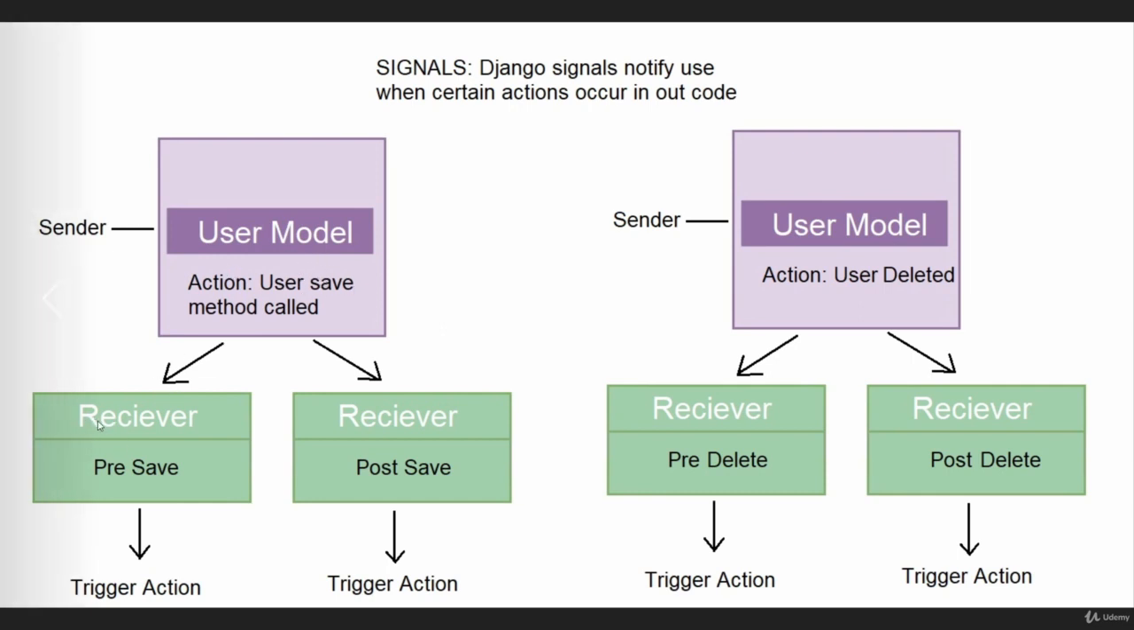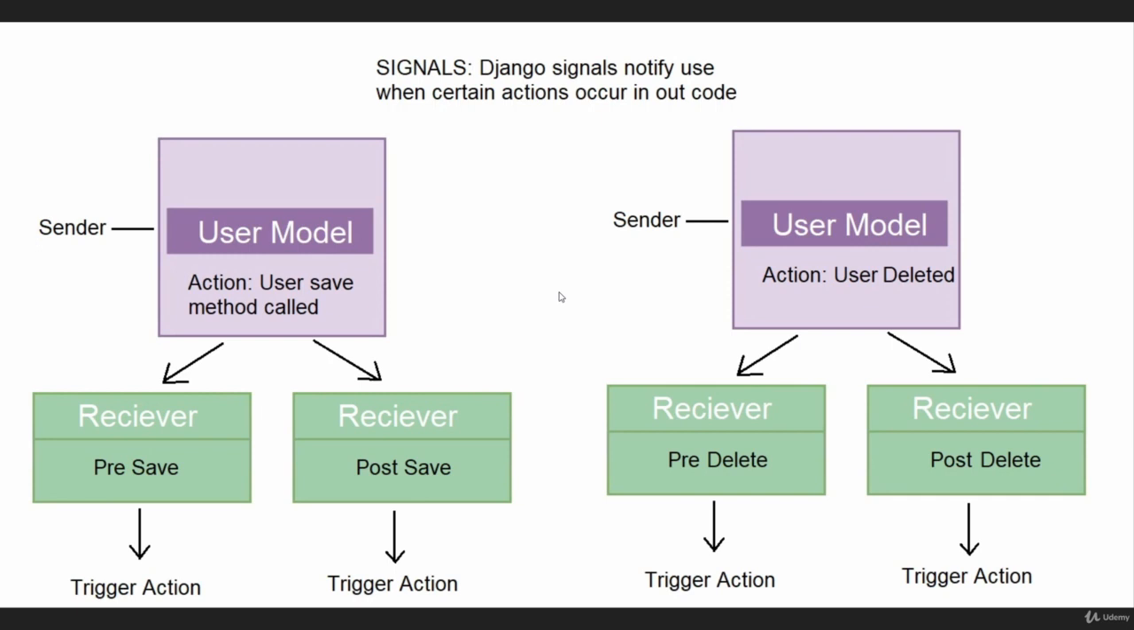What we can do is create these receivers, and one type of receiver we can create is a pre-save receiver that triggers before this action is completed. Right before save is completed, we can trigger a receiver, and that receiver can trigger a function that does whatever we want it to do. We can also call the post save method, which triggers after the user was created. This is where we can trigger an action and send an email. We don't have to write this logic anywhere in our view. We just create these listeners and listen for events.